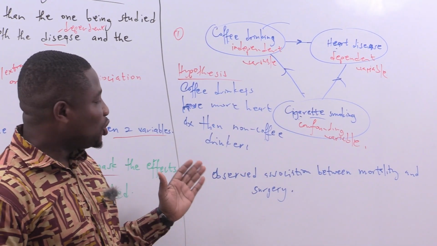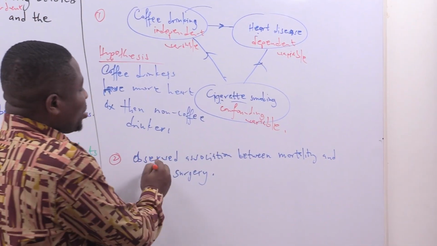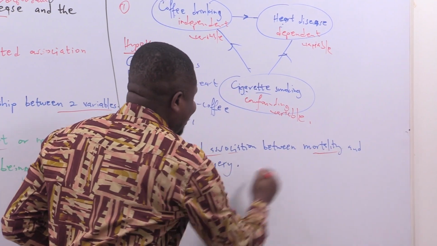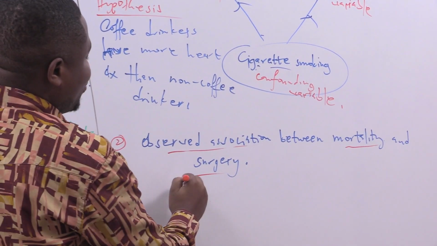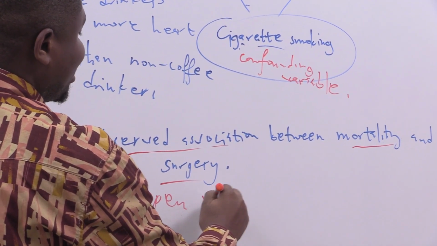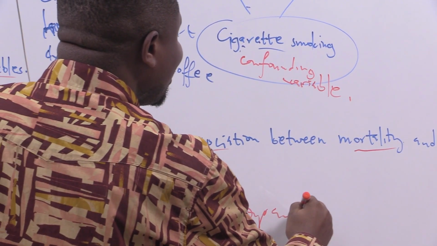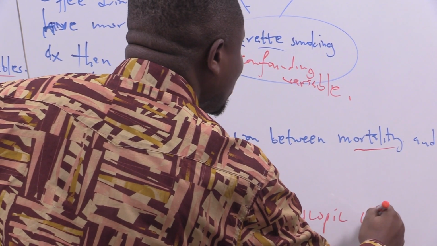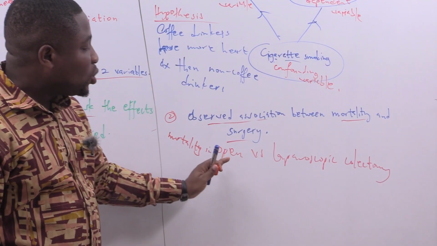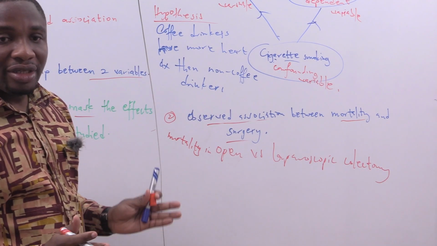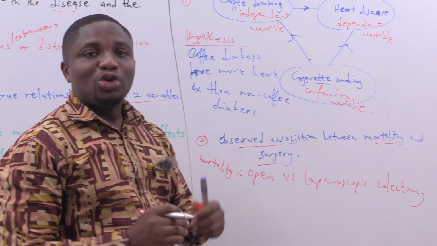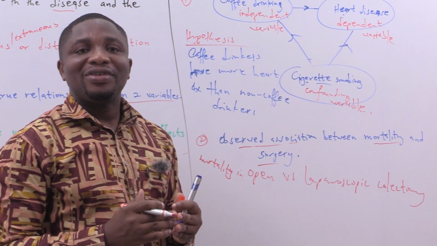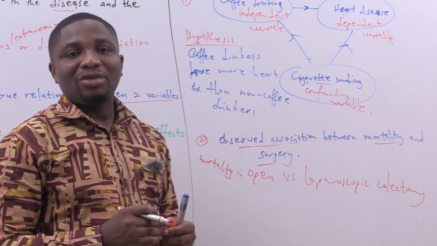Another example is here. We are looking at the observed association between mortality and surgery. So let's take an example: open versus laparoscopic colectomy. We want to look at mortality in those who have had open colectomy versus those who have had laparoscopic colectomy, to know which of them would have a higher mortality rate.